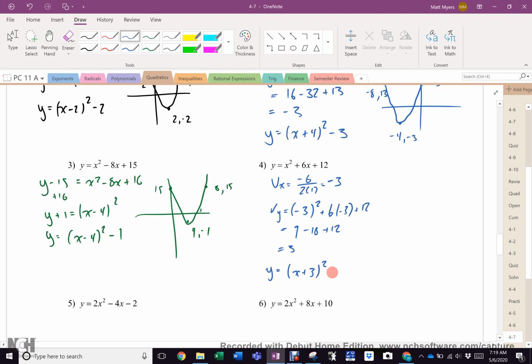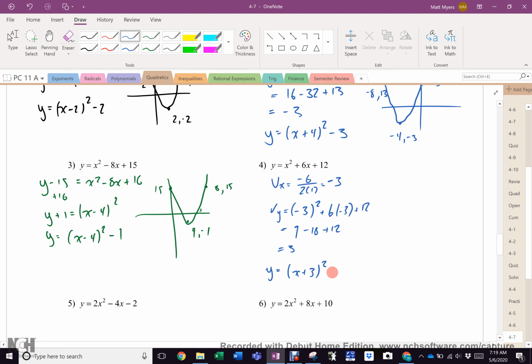Y plus 2 equals 2, x squared minus 2x plus 1. So I've added 2 to this side, so I add 2 to this side, y plus 4 equals 2 times x minus 1 squared, y equals 2 times x minus 1 squared minus 4. So I graph it at 1, negative 4. And my y-intercept is negative 2, so I go over 1 up 2, negative 2, over 1 up 2, to 2, negative 2. And then I sketch it.